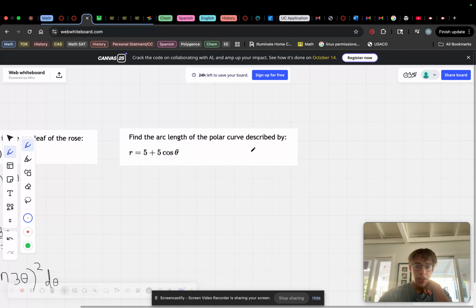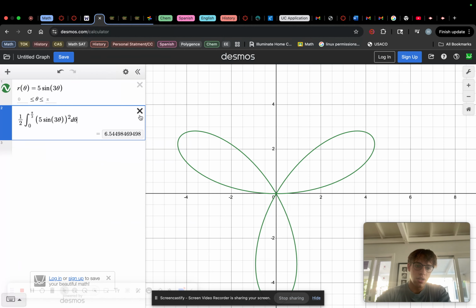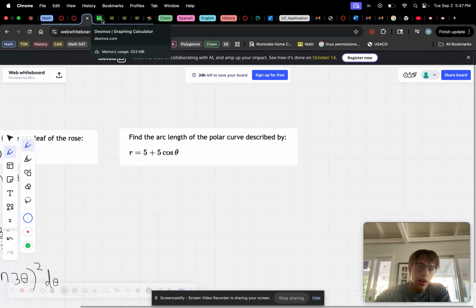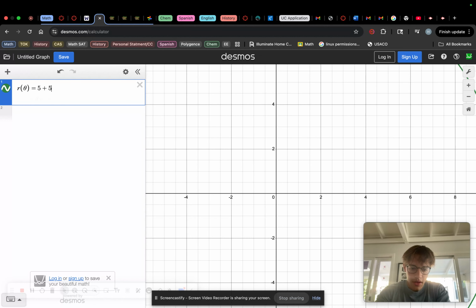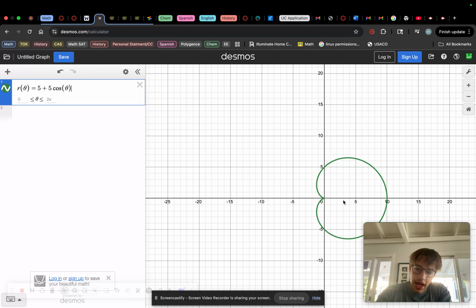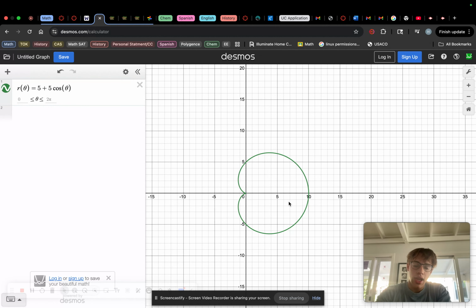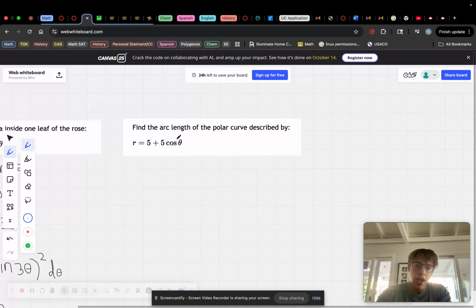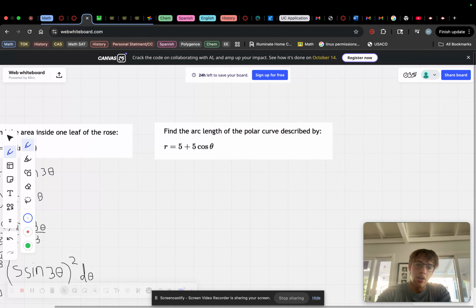Find the arc length of the polar curve described by that. So first step again, I'm going to graph this. Okay, r of theta equals 5 plus 5 cosine theta. Okay, so we have a cardioid this time. And we want to go back to the question. We want to find the arc length of the polar curve described by that.